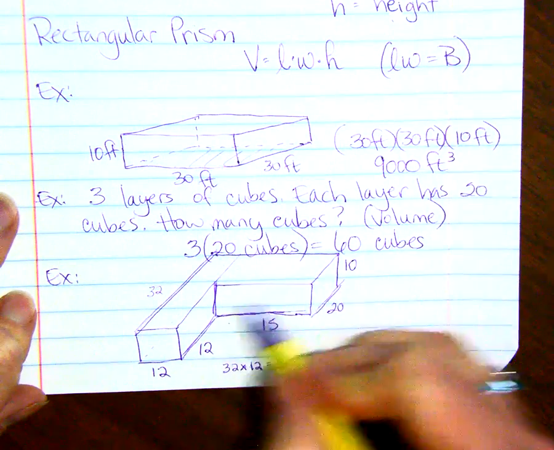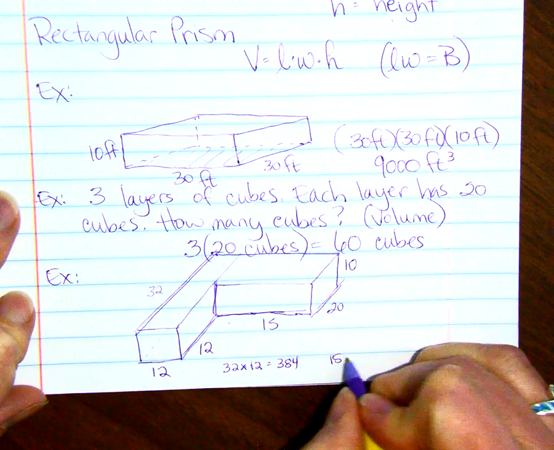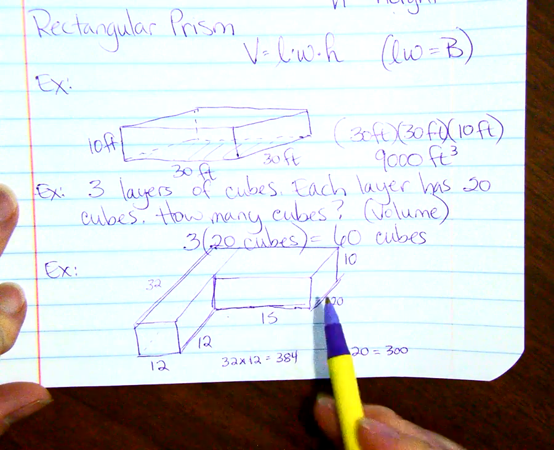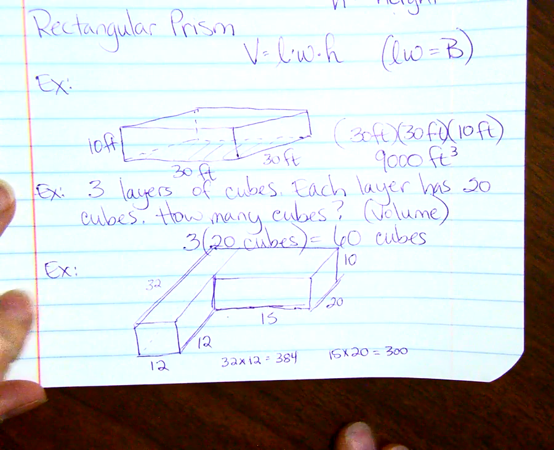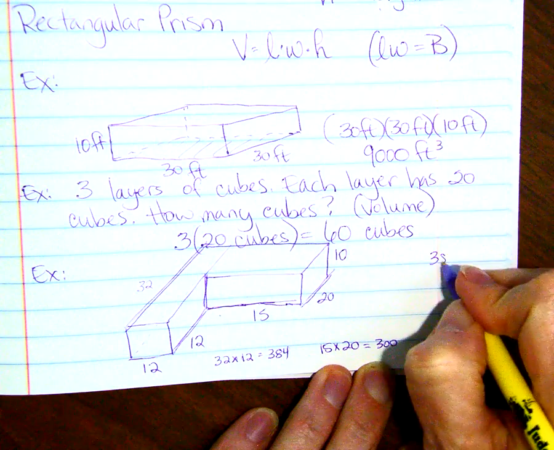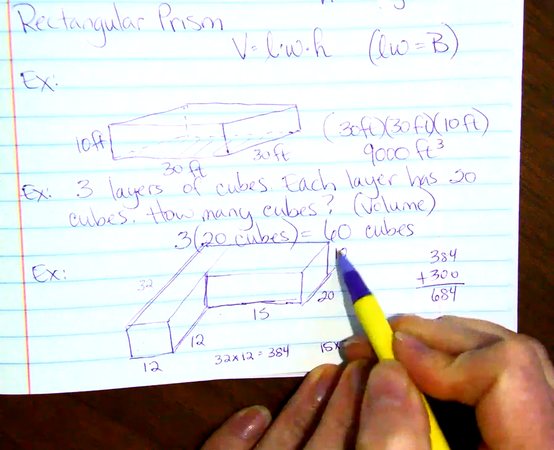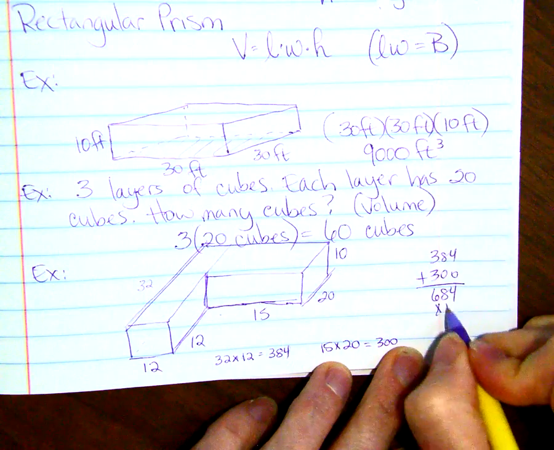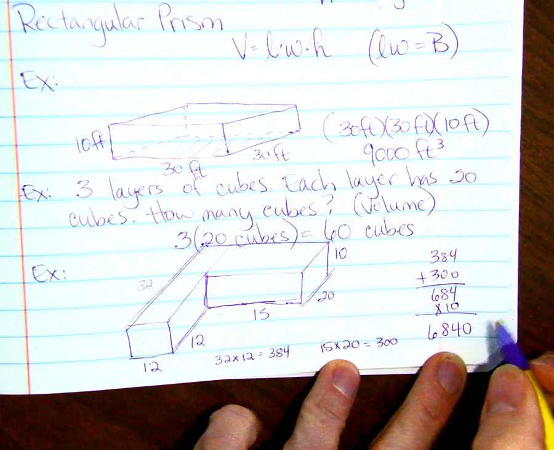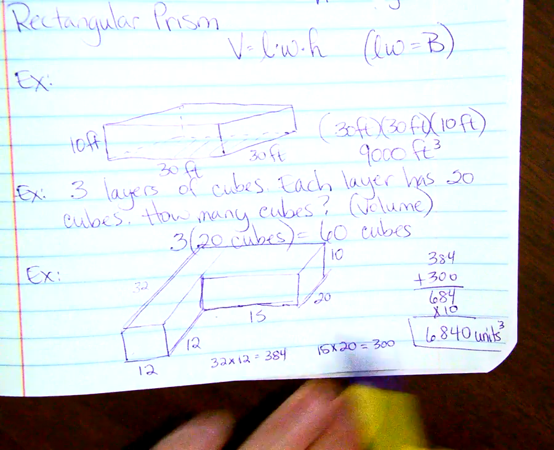And then the base of this rectangular prism is just 15 times 20, which is 300. If we add those together, that gives us the area of the whole entire base of this prism. So we have 384 plus 300 is 684. And then the height of the whole thing is 10. So we times that by 10, and we get 6,840 units cubed. And that would be the volume of the whole thing.